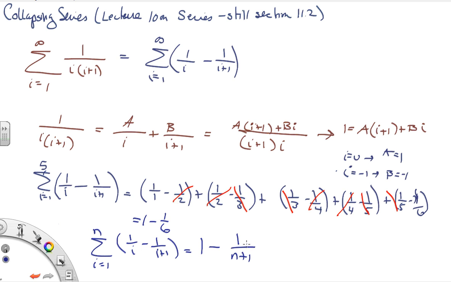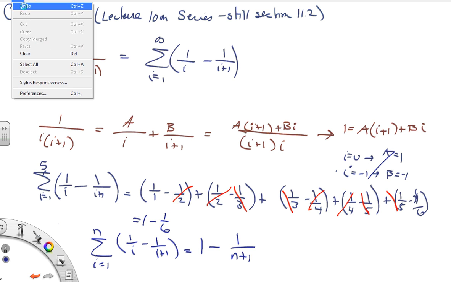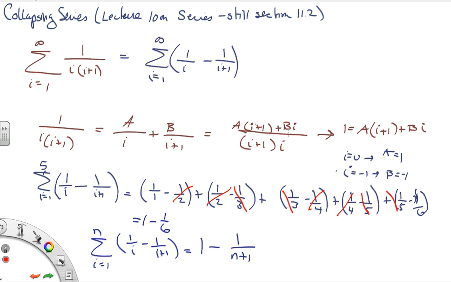So now, as n goes to infinity, what's happening? As n goes to infinity, this term here goes to 0. So the entire thing goes to 1 minus 0, which is 1. So this is the limit of those partial sums, which is going to be 1.